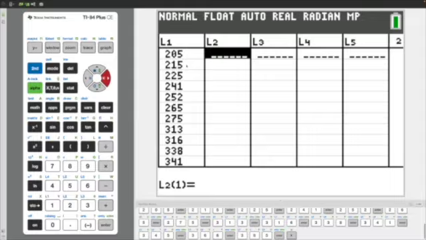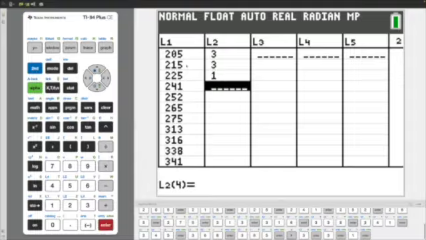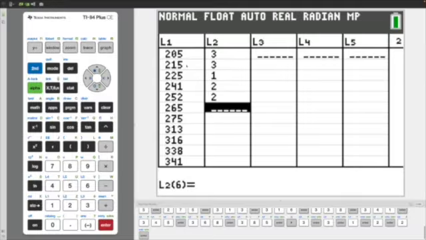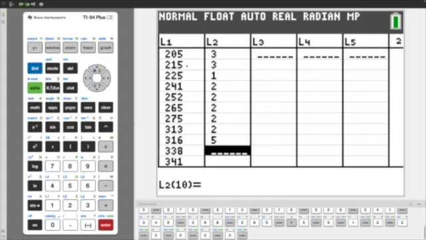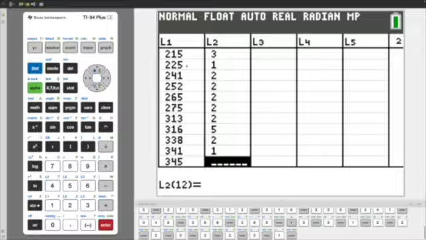And then we're going to put our frequencies for each of those in L2. So 3 players said 205. 3 players said 215. 1 player said 225. Then 2, 2, 2, 2, 2, 5, 2, 1, 2, 2, and then 1. So I have my data in my list, my weights, and then the frequency.